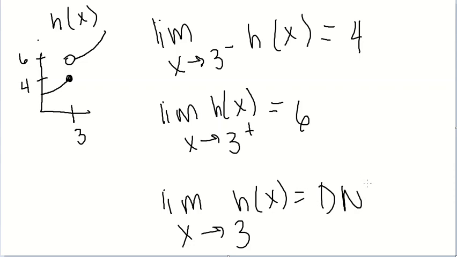So I'll say does not exist because our left and right hand limits are in disagreement here. Our left hand limit says that our y values approach 4, but our right hand limit says that our y values approach 6. So when they don't match like this, we can't say there's an overall limit. It doesn't exist because these two limits have to be in agreement. We can talk about the limit from the left and from the right, but they don't match, so we don't have an overall limit here.